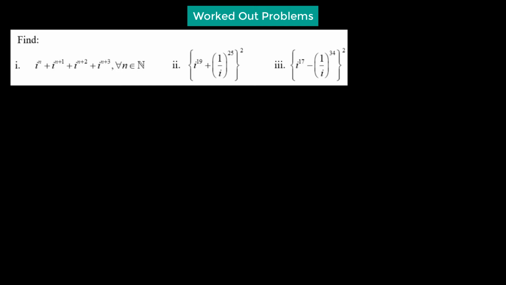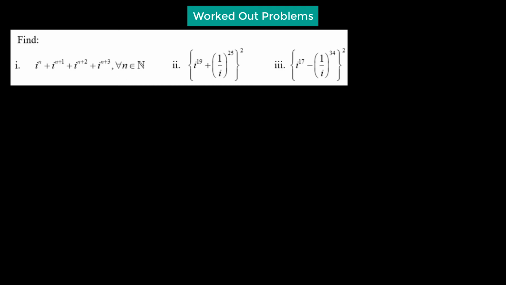So here we have to find out the value of each of the given expressions. Let us begin with question number 1. We have i raised to the power of n plus i raised to the power of n+1 plus i raised to the power of n+2 plus i raised to the power of n+3, for all n belonging to the set of natural numbers.